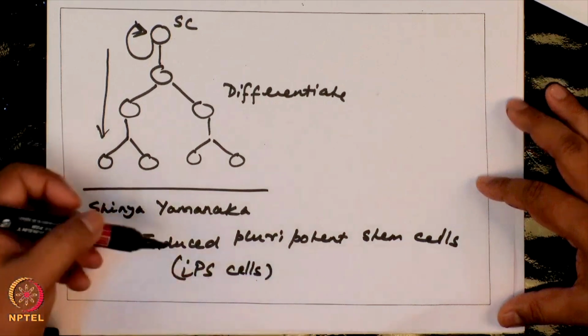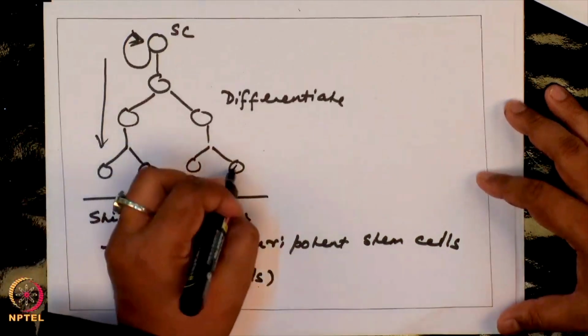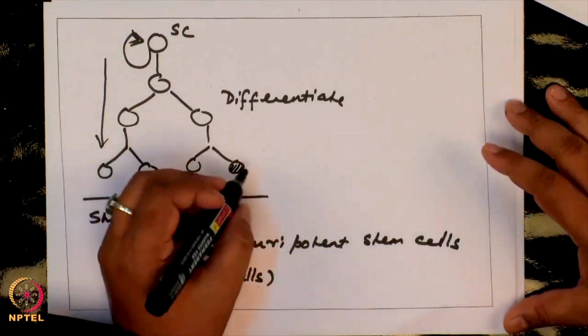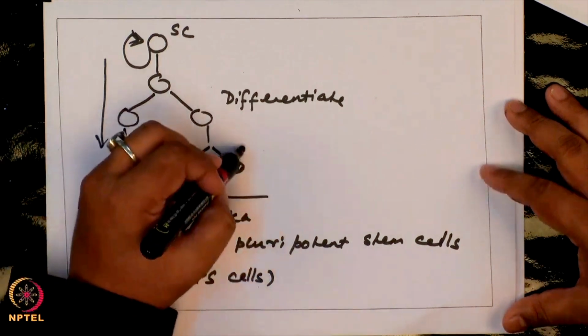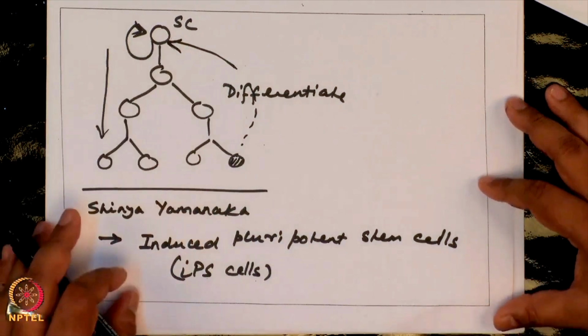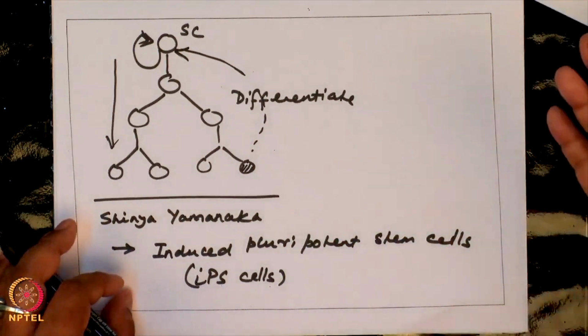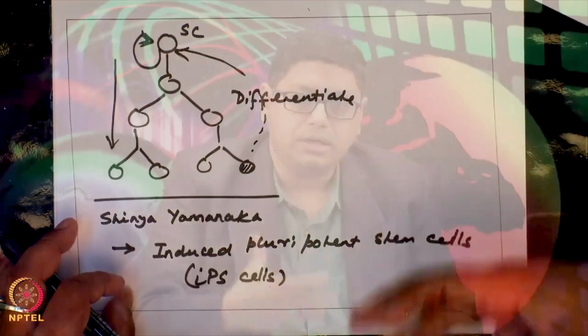Okay. So, what are iPS cells? They are reprogrammed. You can take a terminally differentiated cell like a fibroblast and you can reprogram it to generate the original stem cell. So, these are reprogrammed, where the mature cells are reprogrammed to become pluripotent.